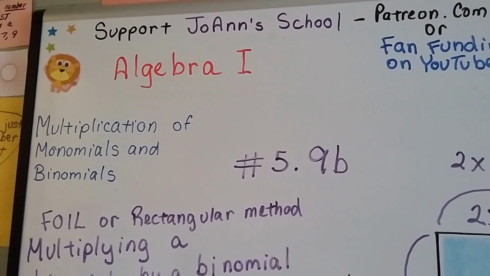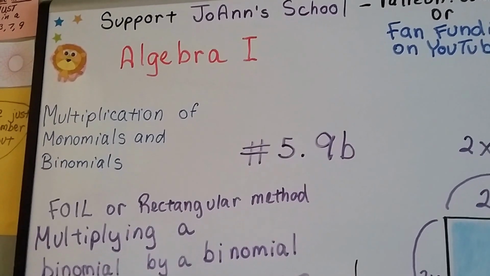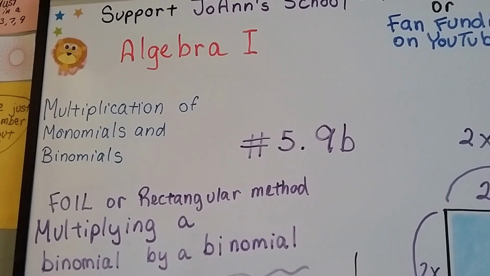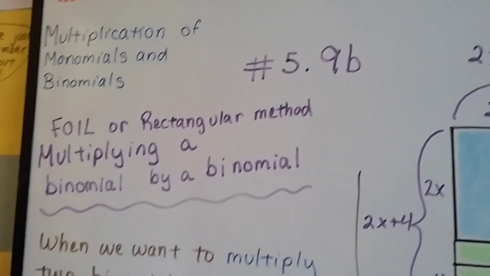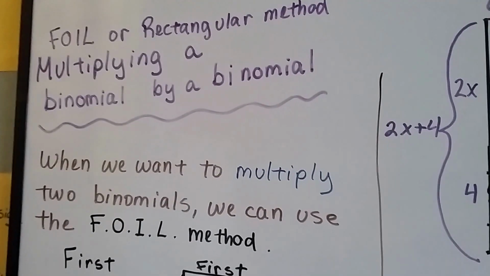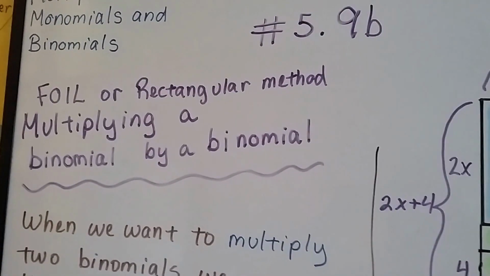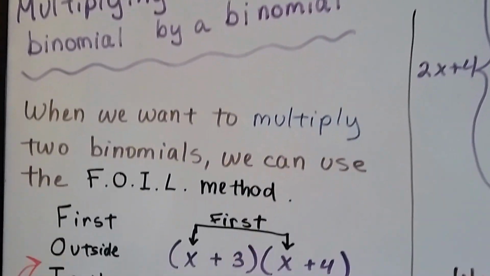Algebra 1, number 5.9b, we're going to talk about two different ways to multiply a binomial by a binomial, and that's the FOIL method and a rectangular method. If you want to see a stacked column method, that would be in the next video, 5.9c. That's the one coming after this one.